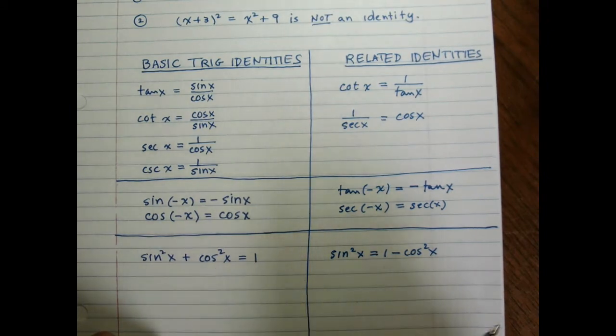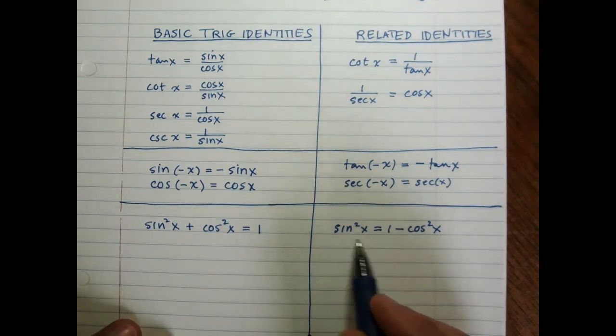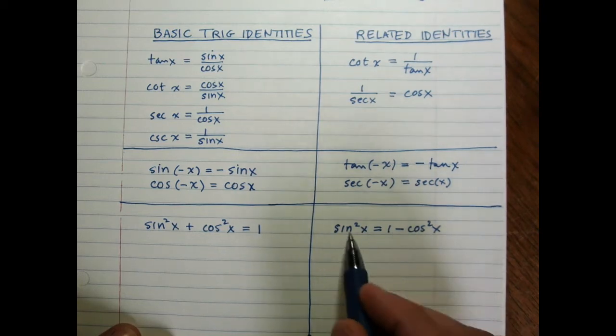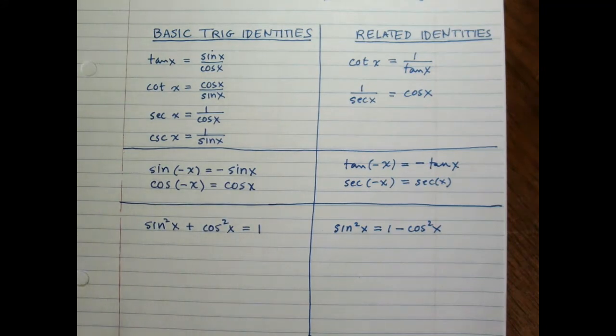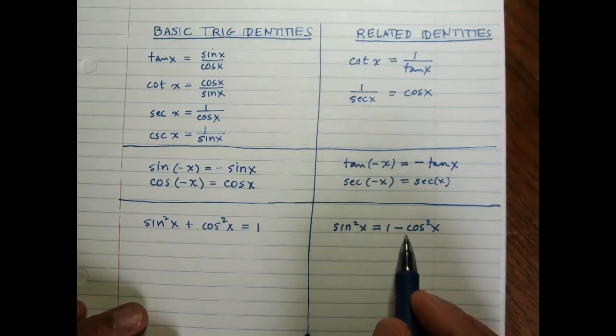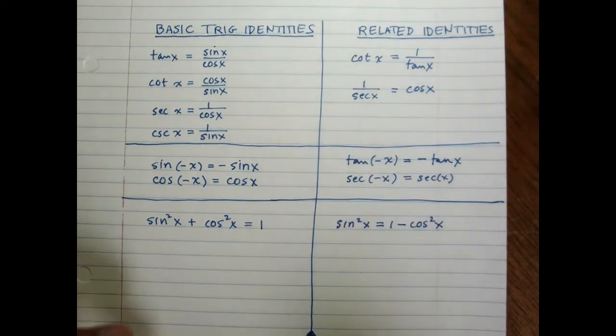So you kind of want to learn to recognize that sine squared equals 1 minus cosine squared is really just a form of this identity on the left. And so when you see it, wherever you see sine squared, it can be replaced with 1 minus cosine squared. And the reverse, if you see 1 minus cosine squared, you can replace it with sine squared.